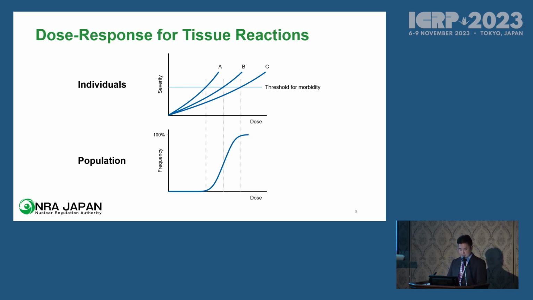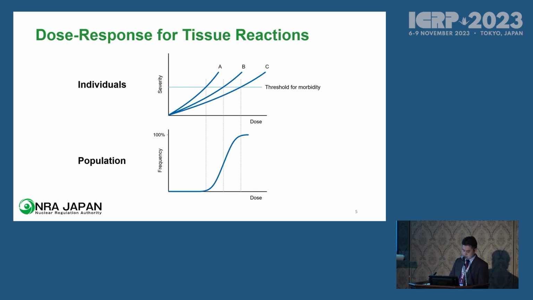So ICRP has used these schematic illustrations to explain the dose-response curve for tissue reactions. And this illustration first appeared in ICRP publication 60, and then publications 103 and 118. The upper graph shows the relationship between dose and severity. There are 3 lines in this graph, A, B, and C, and they represent different individuals with different radiation sensitivity. A represents the most sensitive individual, while C represents the most resistant, and B intermediate.